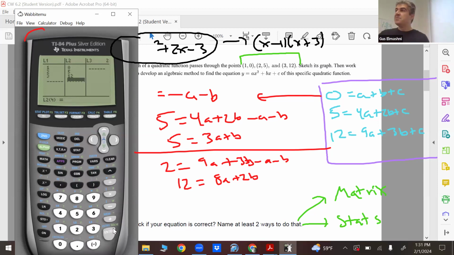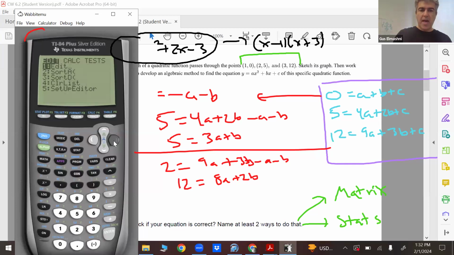This is called regression or quadratic modeling. It's going to model an equation for us that goes through those three points. Then you hit stat again, and you go to calc, and you go to option 5, quadratic. So let me back up a little bit here. Hit stat, calc, quadratic. It's going to give you a quadratic equation.